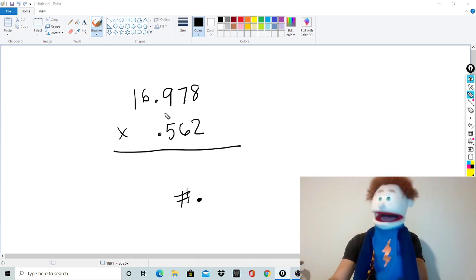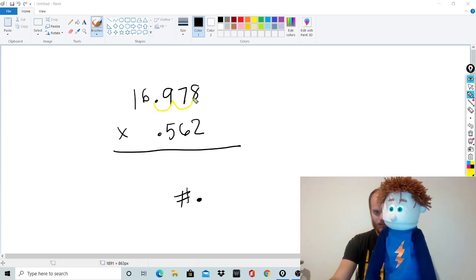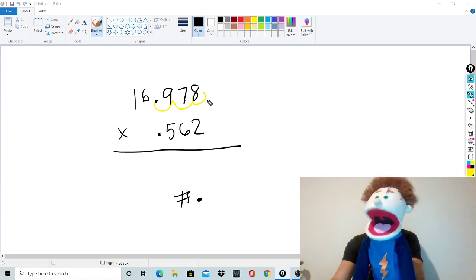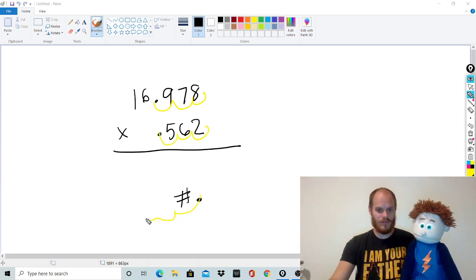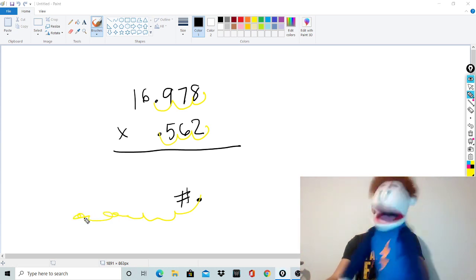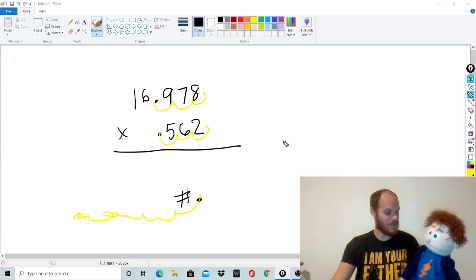Let's see. There's 3 on top. Okay. And 3 on the bottom. So that's how many? 6. Okay, so I would move it 1, 2, 3, 4, 5, 6. That's sloppy. I know it's sloppy, but we move it 6 times, and that would be our new number.